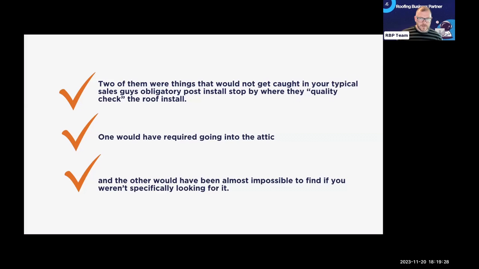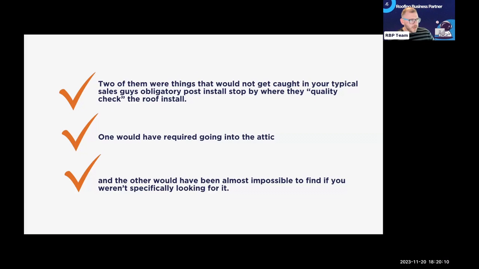Two of these things would not get caught in a post-install check. This was not something you could have caught doing a quality control check after the fact. So put a 3 in the chat if you do a post-install quality control, if after the job you send somebody to go check it. I'm just curious, what's the barometer of the room? Put a 3 in there if after the job you go check it for quality. Because two of these things you wouldn't have caught unless you were looking for them. Most of you don't go in the attic on a post-install check. And how do you check the underlayment to see if the backing was pulled off?